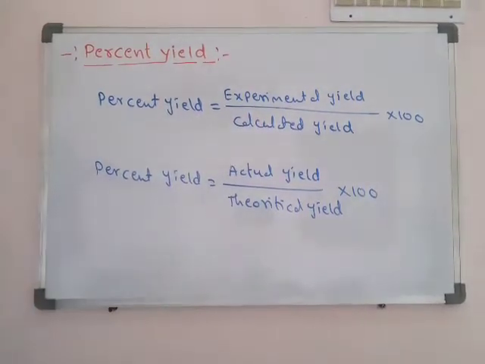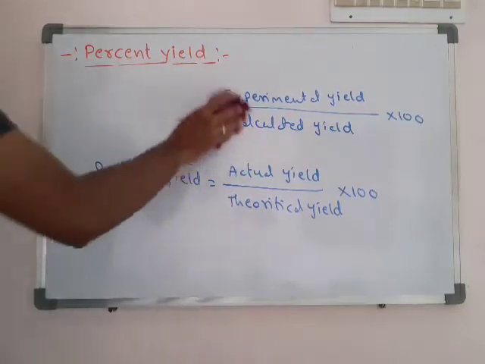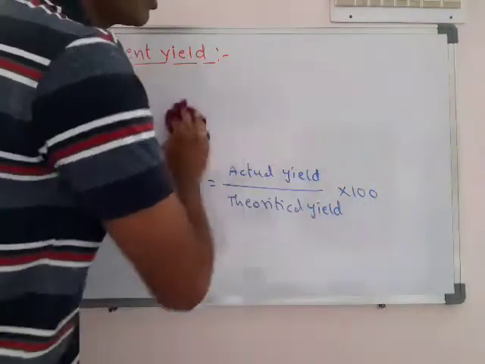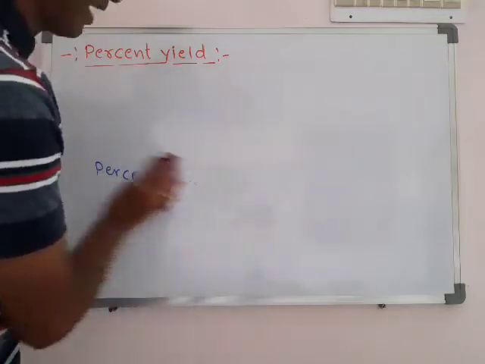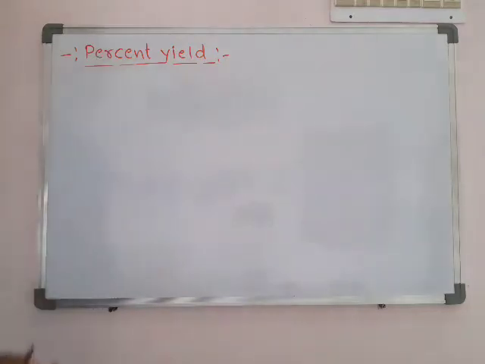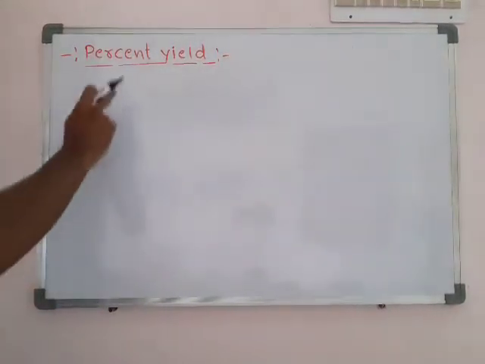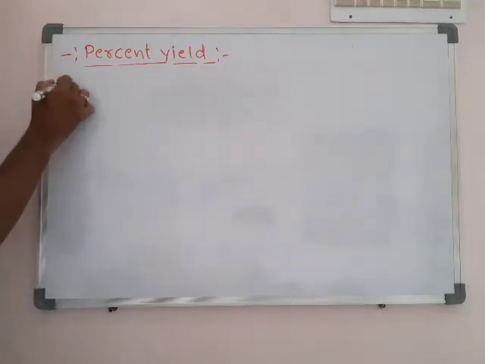So why this percent yield? Why this percent yield is taken means because experimental values are always not matching with the theoretical values. So what is the purpose? Here we are writing the reason, the purpose of introducing the topic, that is percent yield.